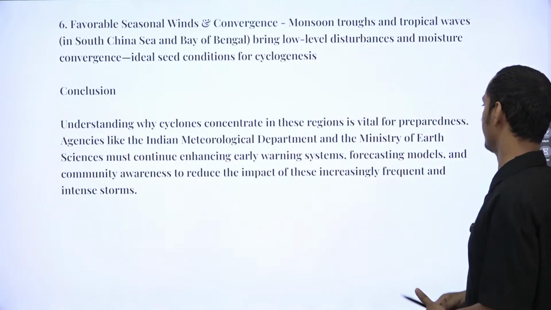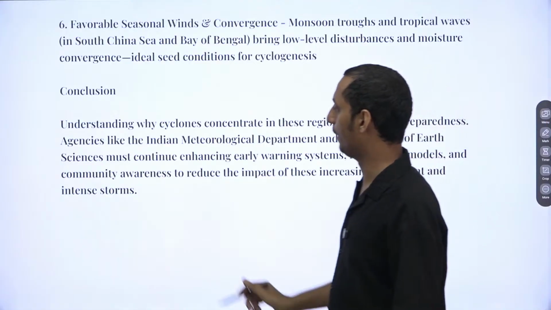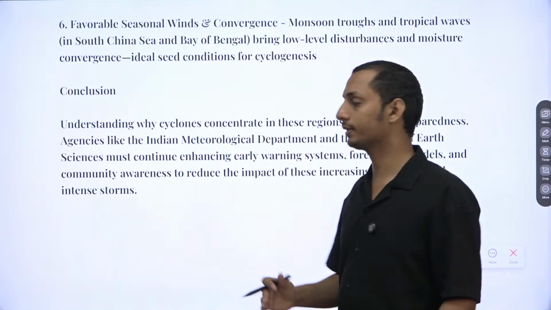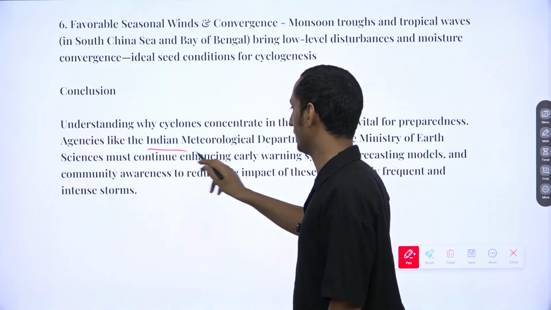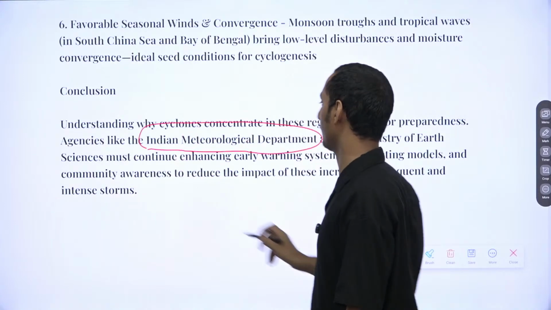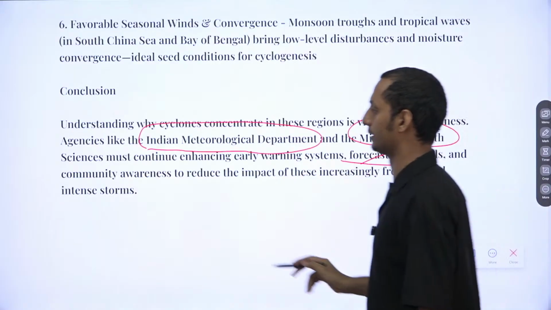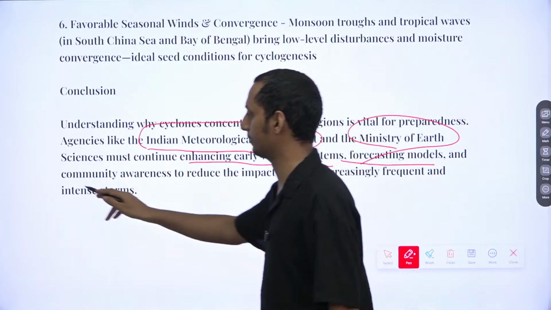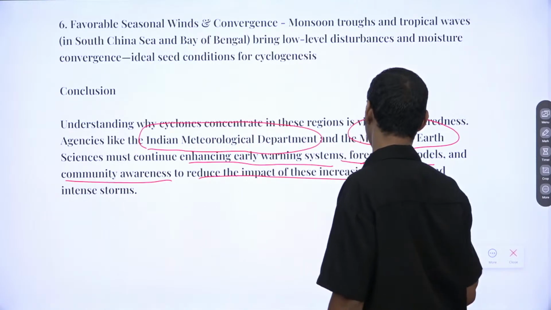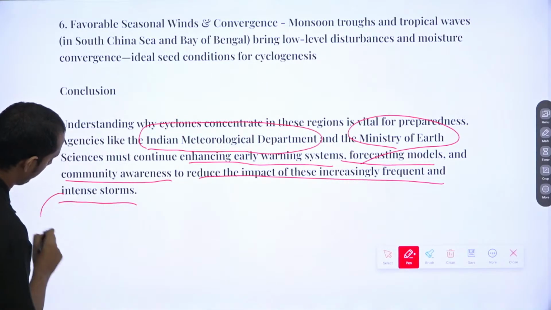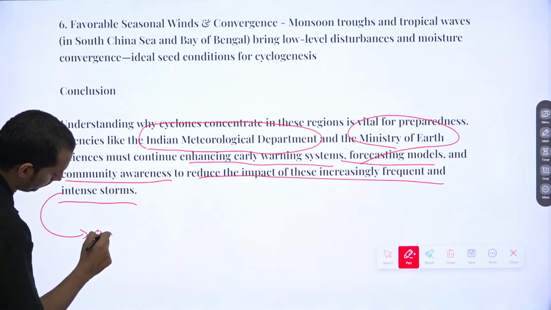Also, in this question as well, you can mention the recent initiatives, such as ISRO or any other satellites which have been launched, or else you can mention the Indian Meteorological Department or even the Ministry of Earth Science in forecasting models, and community awareness to reduce the impact of increasing cyclones. Actually, the Odisha example is something you can quote here.